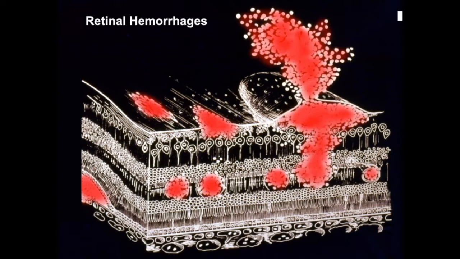Hemorrhages are seen in this diagram, the flame hemorrhages in the nerve fiber layer, the blot and dot hemorrhages in the deeper retinal layers. This patient has a sub-RPE hemorrhage. These tend to be darker and may be confused with tumors. There's also a hemorrhagic detachment of the internal limiting membrane, which is breaking through into the vitreous, forming a vitreous hemorrhage.